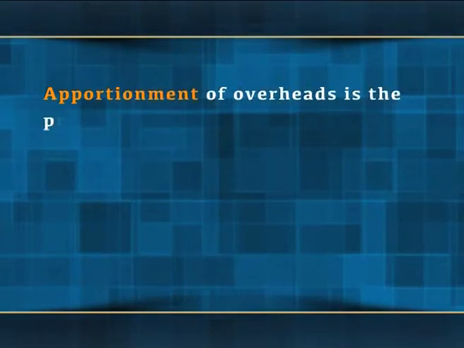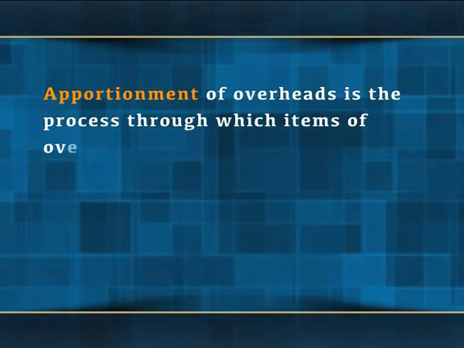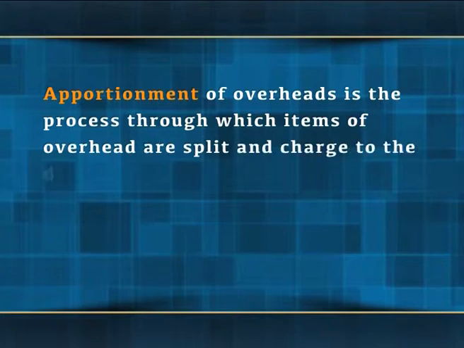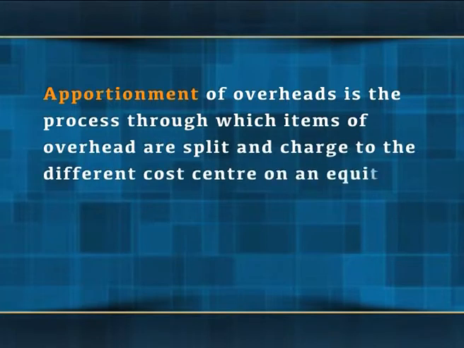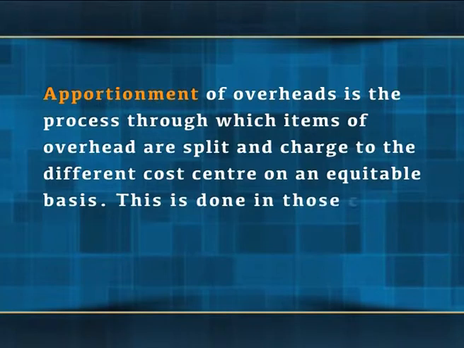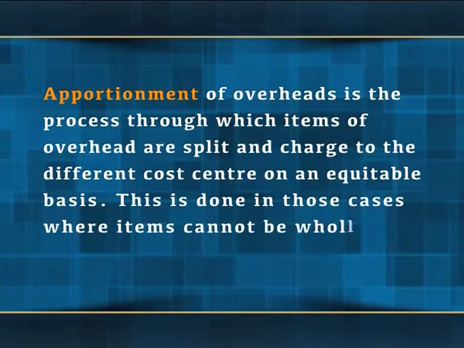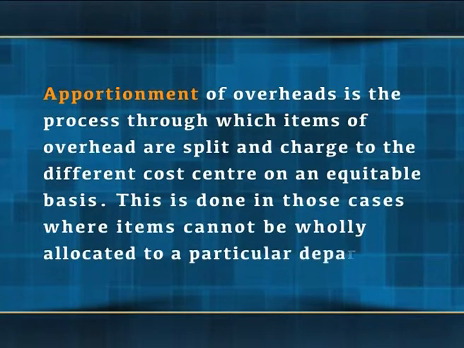Apportionment of overheads is the process through which items of overheads are split and charged to the different cost centers on an equitable basis. This is done in those cases where items cannot be wholly allocated to a particular department. For instance, rent of the building cannot be allocated to a particular cost center, but will have to be apportioned amongst the various cost centers on some equitable basis. There are different bases of apportionment.